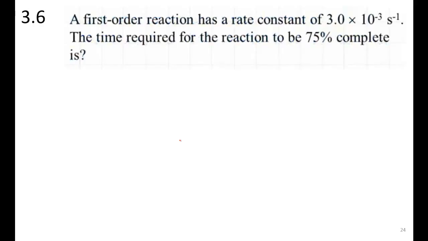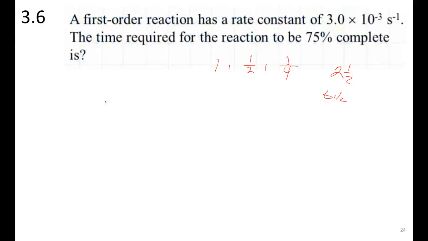Well, if I were 50% complete, I'd have half of my concentration left. If I were 75% complete, I'd have a quarter left. So if I started here, what I have is 1 half-life and a second half-life. So I have 2 half-lives, okay? So what I need to do is figure out what my half-life is, and then I'm going to double it.